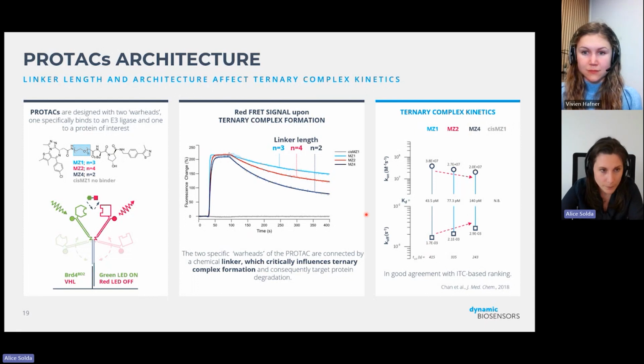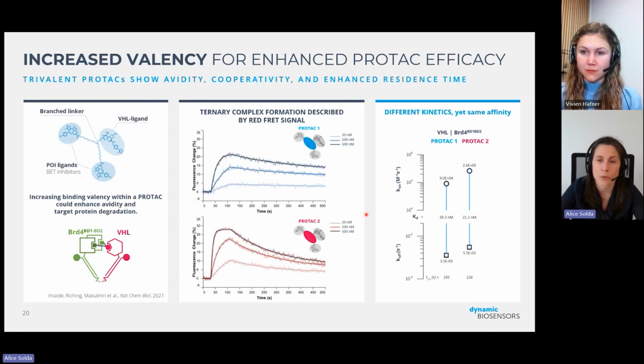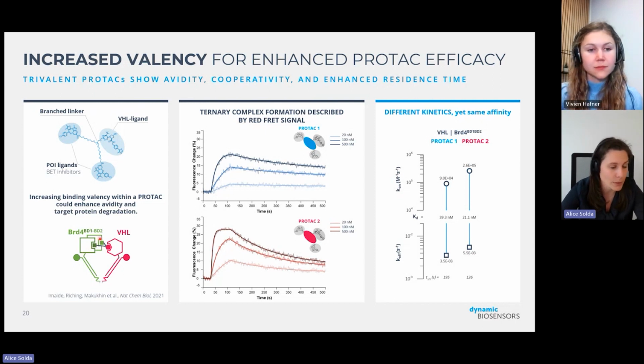In addition, we also measured, in collaboration with Professor Ciulli, a trivalent PROTAC, and in this case, we were able to conjugate the whole bromodomain, so BD1 and BD2, on a single arm of the Y structure. I don't know exactly what is PROTAC 1 and 2, but what I can tell you is that the kinetics is very different, despite the fact that the KD is very similar.